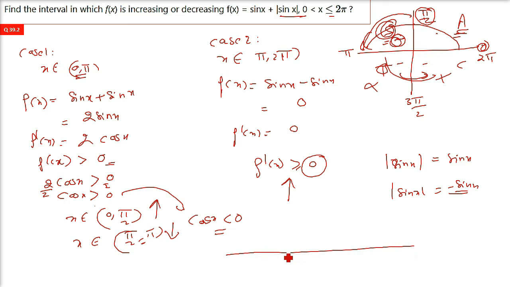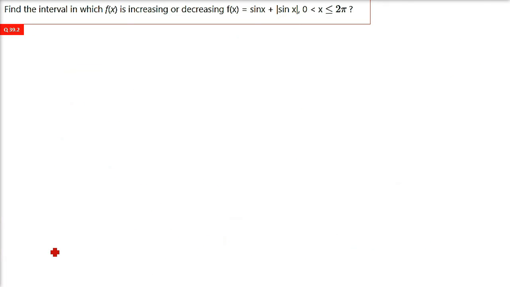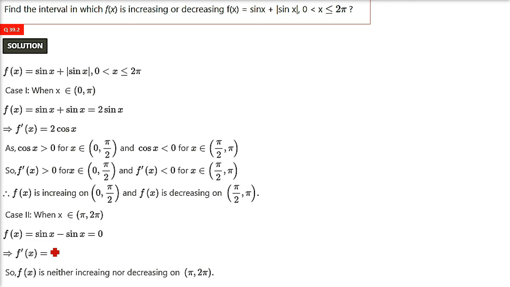What I am trying to say here is, this is 0, this is pi by 2, this is pi, this is 3 pi by 2, and this is 2 pi. So I told you between 0 to pi by 2 it is increasing, pi by 2 to pi it is decreasing. Then pi to 2 pi, as you got, f dash x is 0, which is greater than or equal to 0, so it is increasing. So sometimes it is increasing, sometimes it is decreasing. So it means that between 0 and 2 pi, this function sin x plus mod sin x is neither increasing nor decreasing. So how are we going to write it? This is the whole procedure we are going to write. And please do remember to make the diagram. The diagram will make it easier.